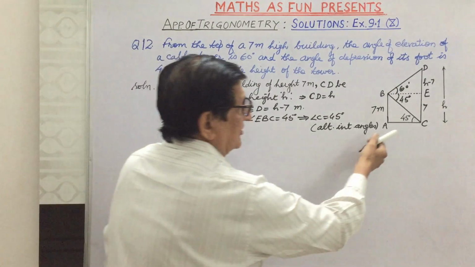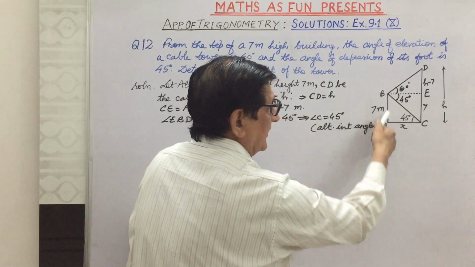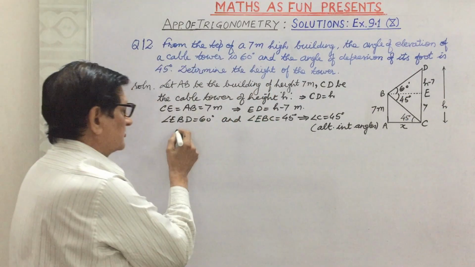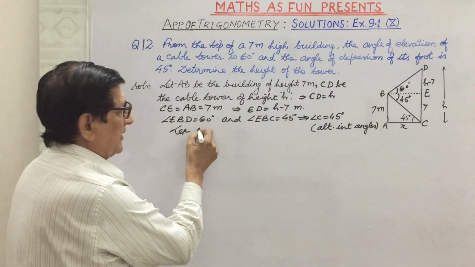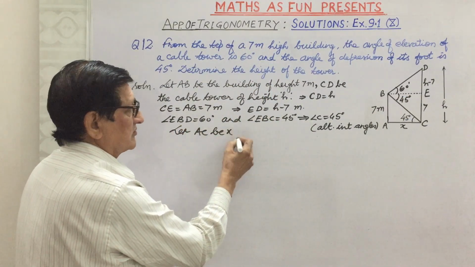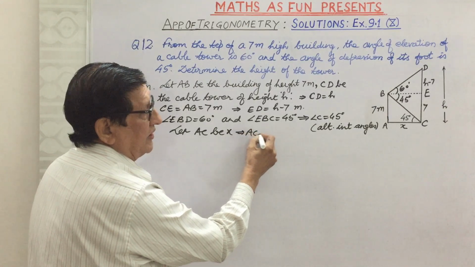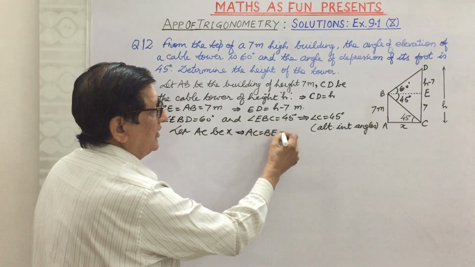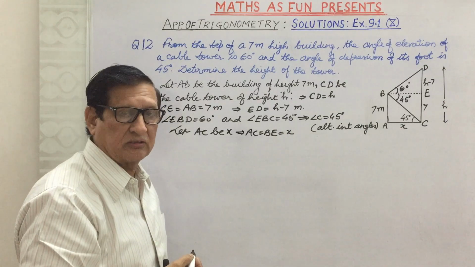We can consider the distance between the building and the tower be X. So we can write, let AC be X, and also we will find AC is equal to BE, and that also will be equal to X.